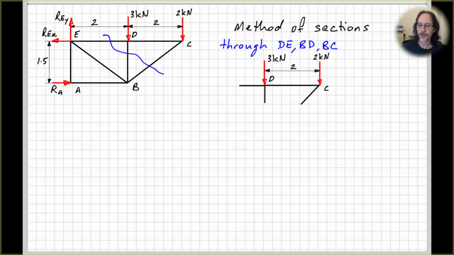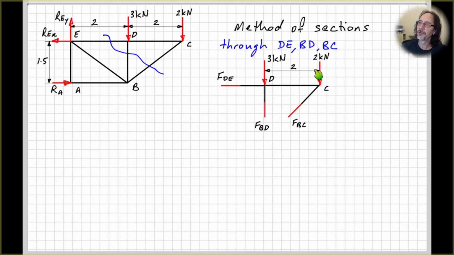So just drawing the free body diagram for this new cut. I've drawn up to the right of the cut. So now I have force in member DE, force in member BD, and force in member BC in my free body diagram. If we take moments about point D, FDE, FBD, and the 3 kilonewton force all pass through point D, so they have no moment effect.